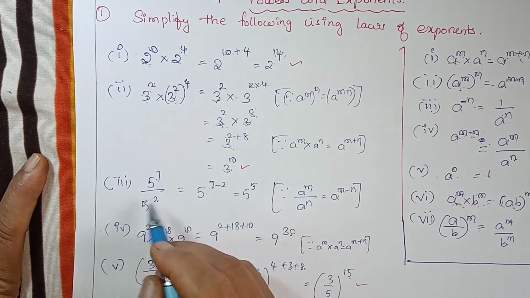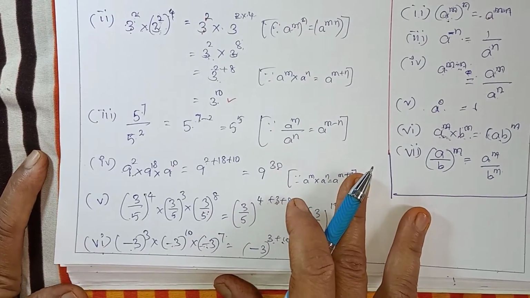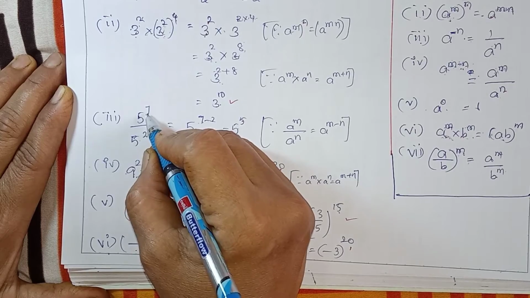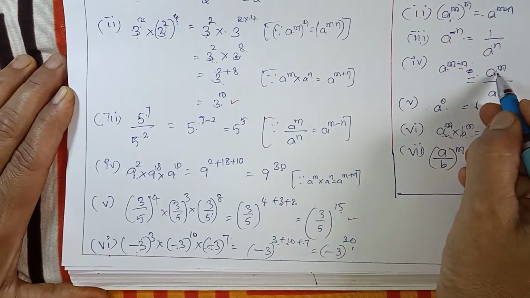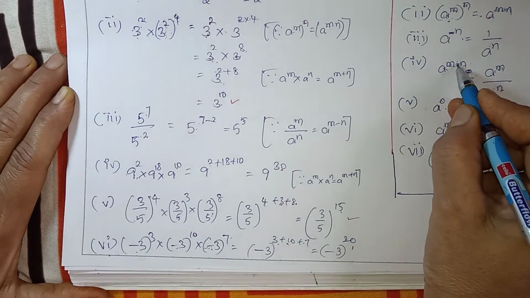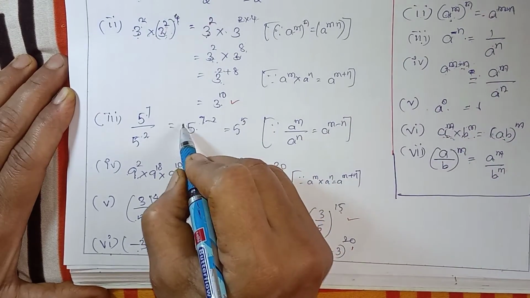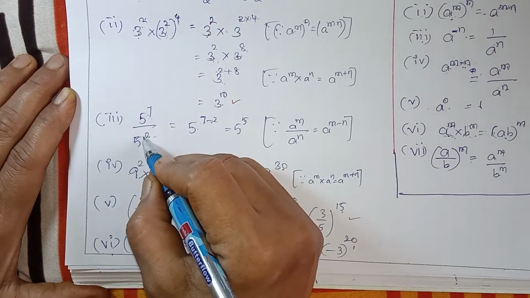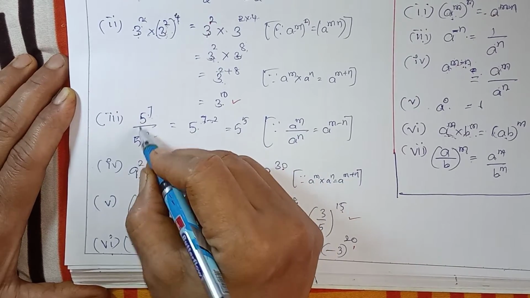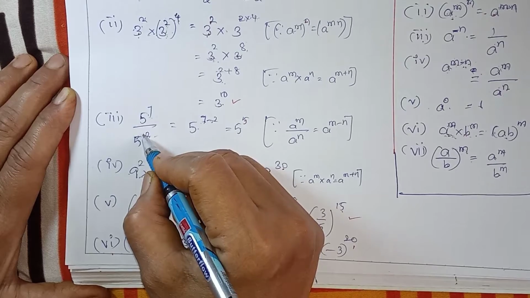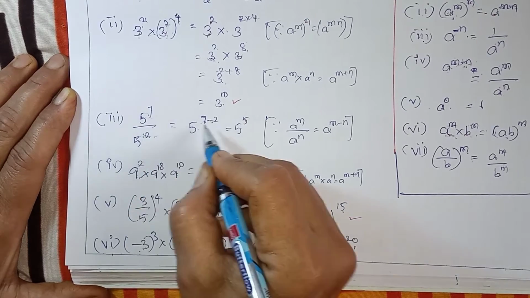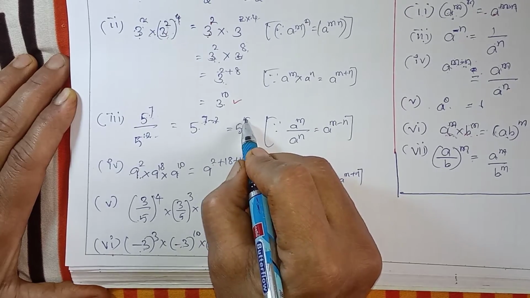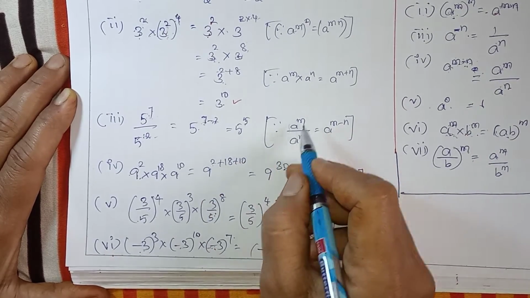Okay, next question, 5 to the power of 7 by 5 square. See, when denominators are there, what we have to do? Subtract the exponents. So 5 to the power of 7 minus 2. If fraction is given with the exponents, and bases are equal, then subtract the powers. What is that answer? 7 minus 2 is 5. 5 to the power 5. We are using this formula.